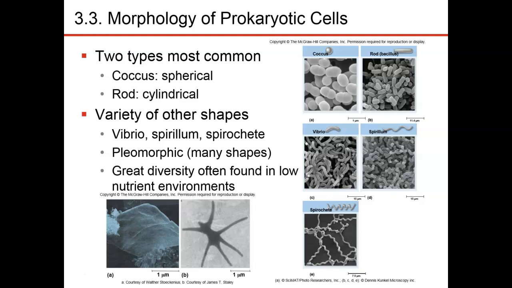So the most common types are coccus shaped and rod shaped, but there are multiple other shapes. We have Vibrio, which you can see right here, which is a curved rod. Spirillum, which are those spiral shaped. Spirochetes, which are a tight spiral. There are some cells that are called pleomorphic. So these would be pleomorphic cells where they have different shapes or they can change shapes.